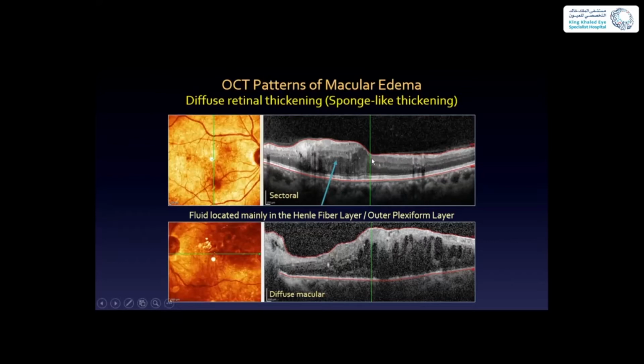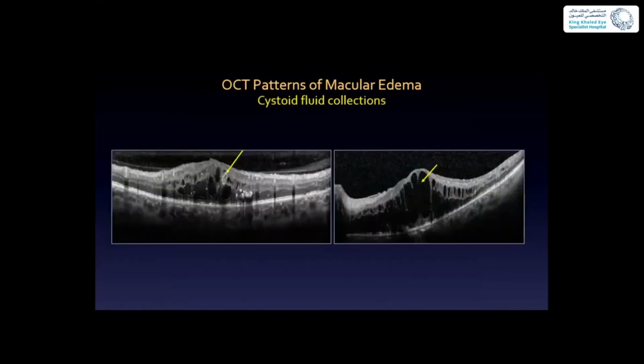For instance, here it kind of abuts at this hyperreflective area, showing that the fluid actually comes from the lower portion here, which is the Henle fiber layer. Okay, and I'm showing you here examples of very marked macular edema, but where most of the fluid is located in the Henle fiber layer. The fluid can collect in cystoid spaces, again, as we can see here. Again, this is in the Henle fiber layer, all right?